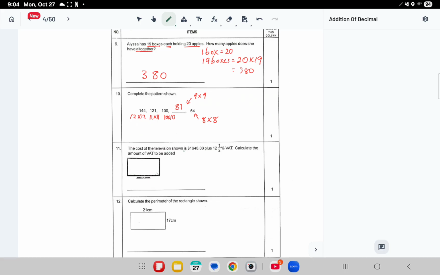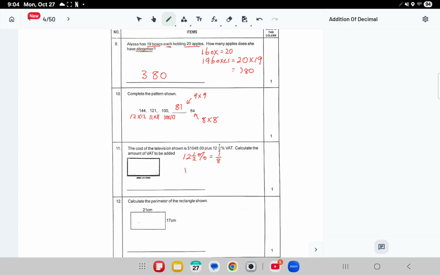So the cost of the television shown is $1,648 plus 12.5% VAT. Calculate the amount of VAT to be added. So we know now 12.5% as a fraction is 1/8. It is easier to work with the 1/8 fraction. They wanted to calculate the VAT amount.